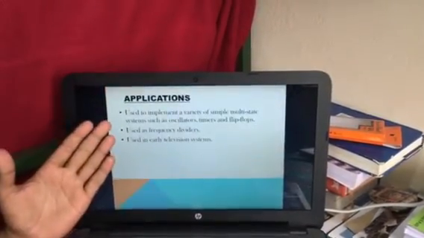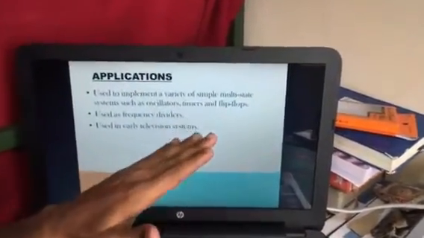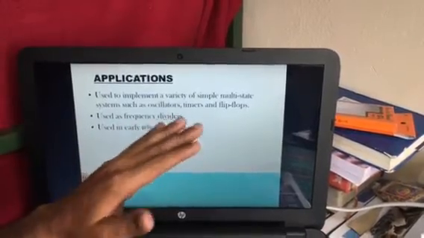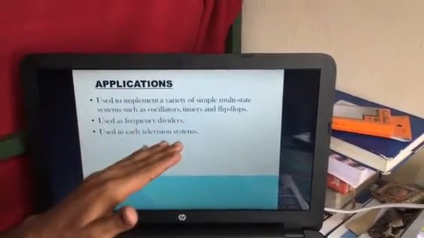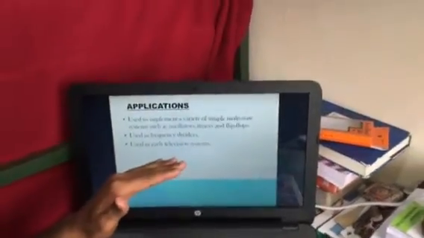Now you can see the applications. It is used to implement a variety of simple multi-state systems such as oscillators, timers and flip-flops, used as frequency dividers and used in early television systems.